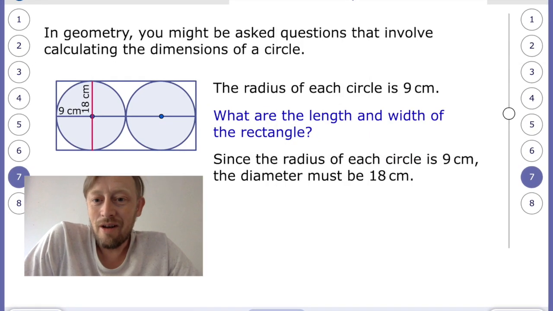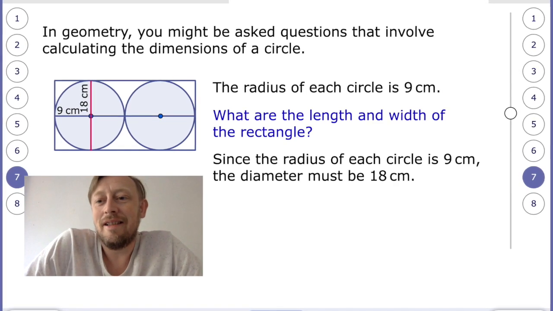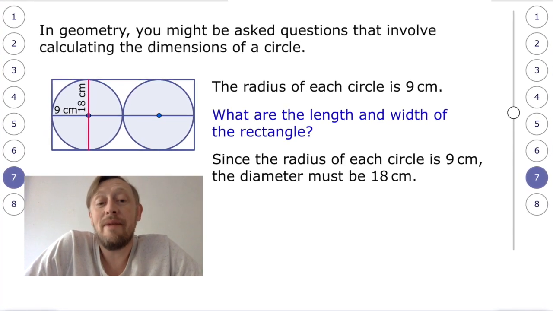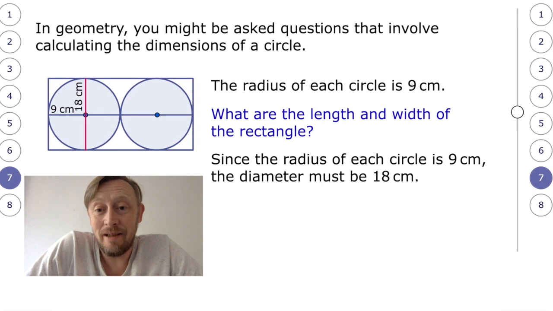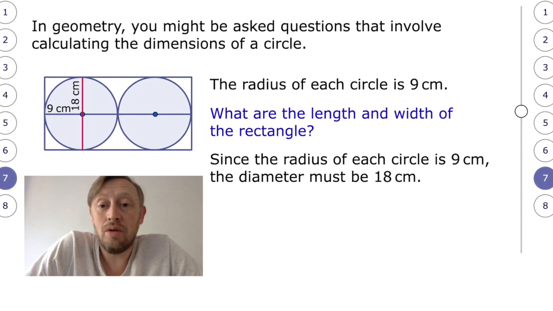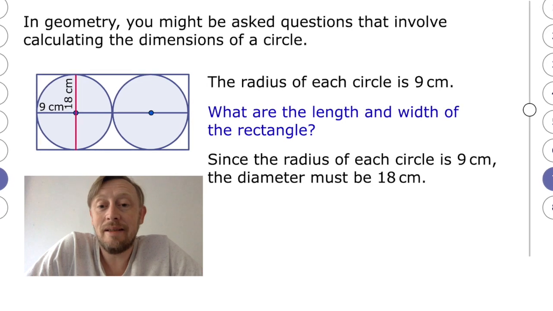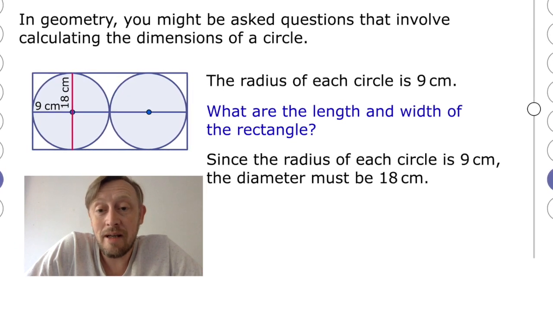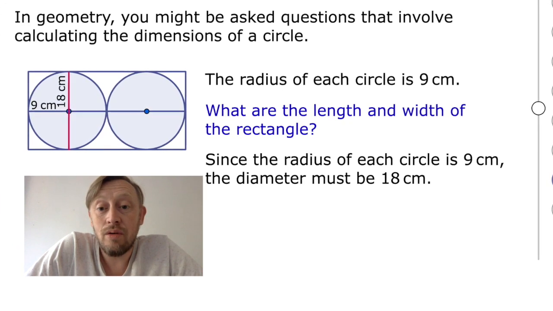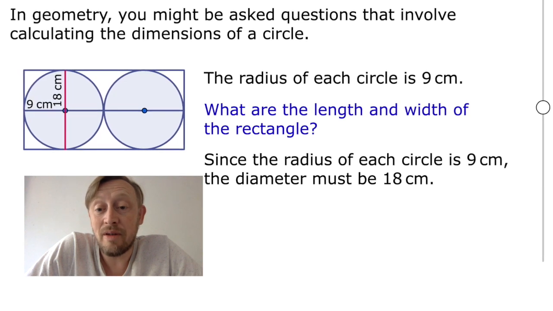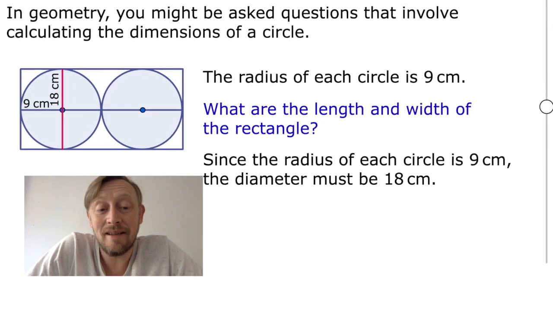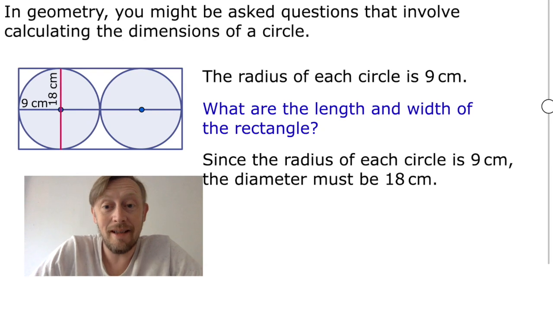So we can see on the diagram now they've marked on the radius. The radius is 9 centimetres, we know, which means the diameter of the circle must be 18 centimetres. So we can do the shorter length of the rectangle. We can see it's 18 centimetres. The long length is going to be either 4 lots of 9 or 2 lots of 18. So 2 diameters added together, 2 18s, are of course 36 centimetres.